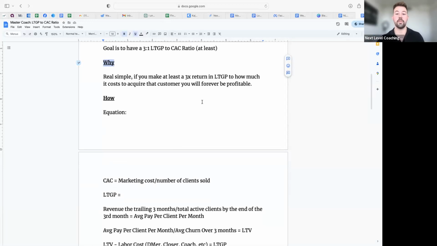So if profitability is a concern for you, which I do know that some individuals in the program and in the industry at large, this has been a concern as of late, then this is going to be something that you guys want to pay attention to.